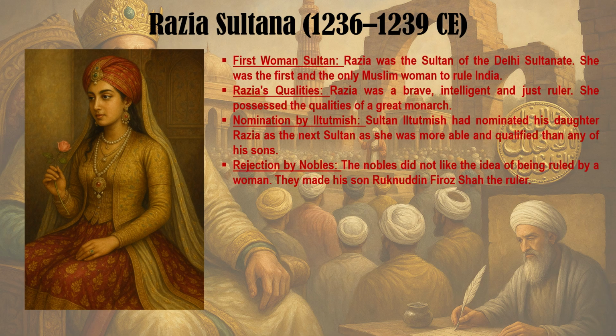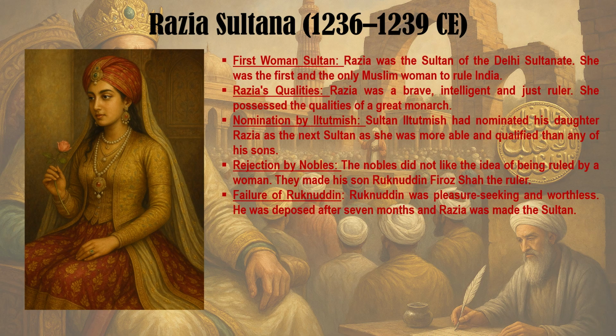Rejection by nobles. The nobles did not like the idea of being ruled by a woman. So this is a conservative idea of the nobles because they did not like to be ruled by a woman. So they made Ruknuddin Firoz Shah their ruler. Ruknuddin Firoz Shah was made a ruler by the nobles who did not like to be governed by Razia Sultana. Ruknuddin was weak and worthless.